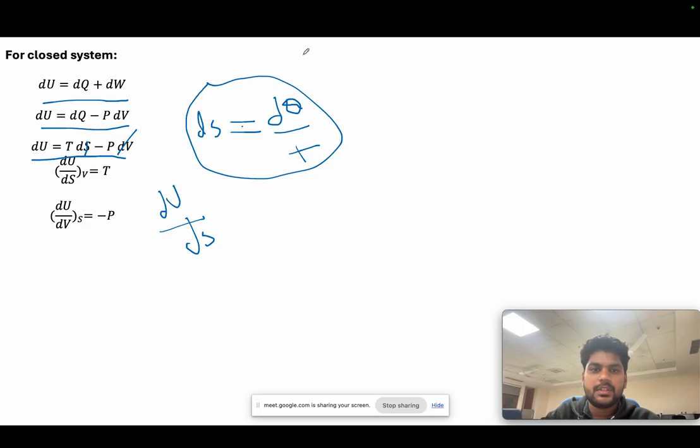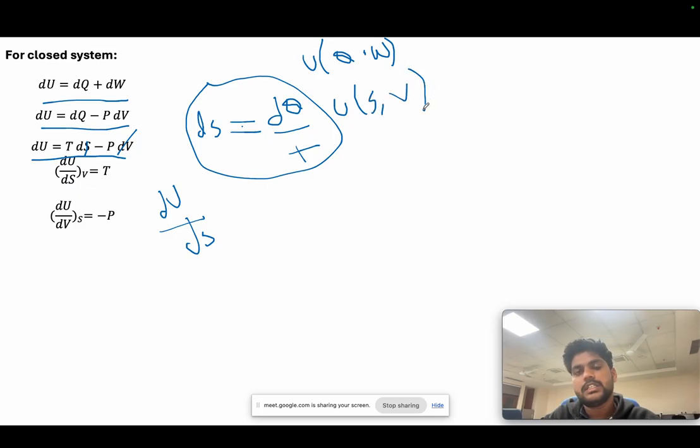we basically started with U as a function of Q comma W. Now we come to U as a function of S comma V. So basically what it teaches is that we need to convert from one form to another. Suppose the question says we have the heat generated or work done by the system, calculate the internal energy, then you can take this function. If they say we have the entropy and the volume change, then you can use this function.